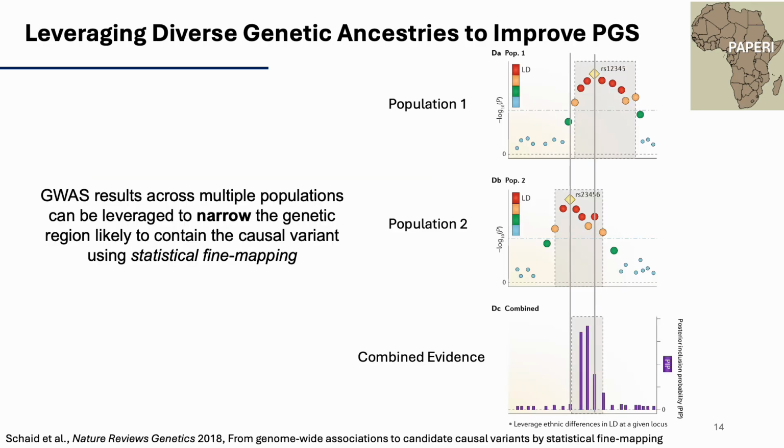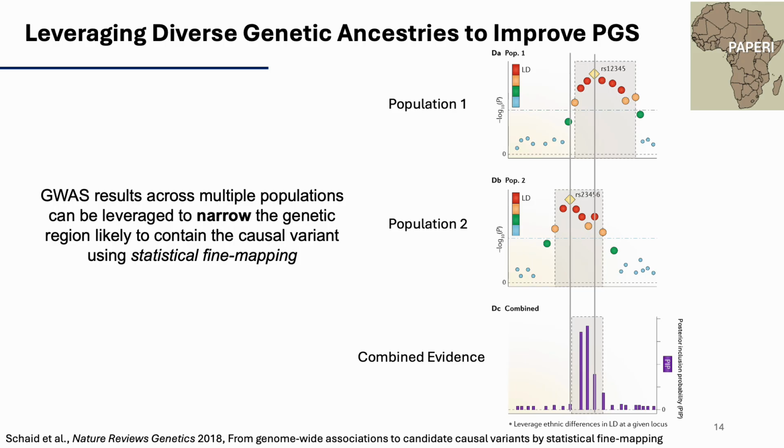Including individuals across diverse genetic ancestries can be a powerful way to improve the performance of PGS across populations. For instance, GWAS results across multiple populations can be leveraged to narrow the genetic regions that are likely to contain the causal variant using an approach called statistical fine mapping.